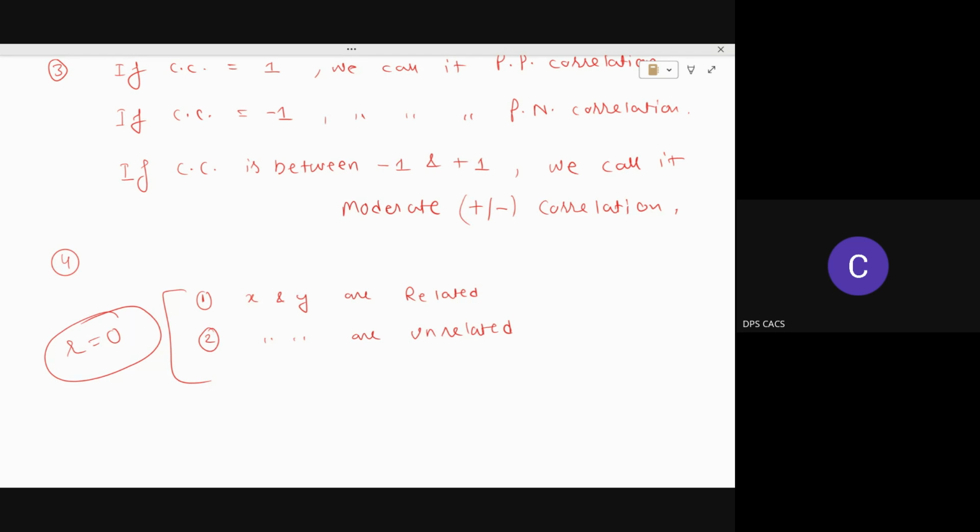Actually, both are possible. If correlation between two variables is 0, then at the same time they can be related and they can be unrelated depending on the case. I can give you an example, like my income is a variable X. So whenever my income will rise, my standard of living, which is a variable Y, will rise.